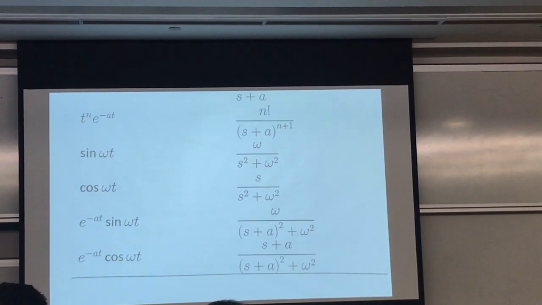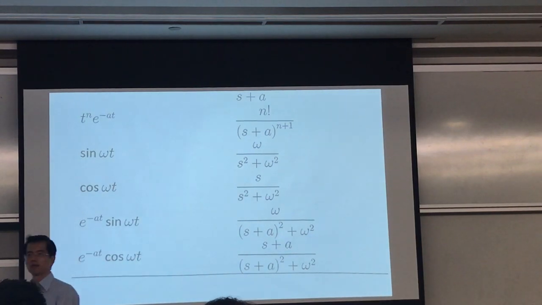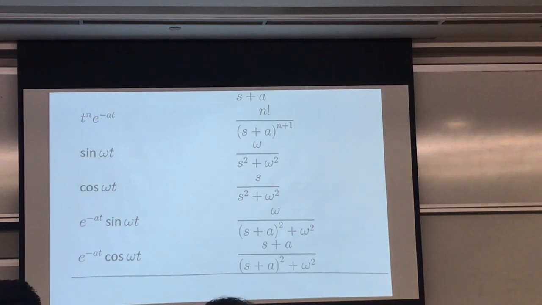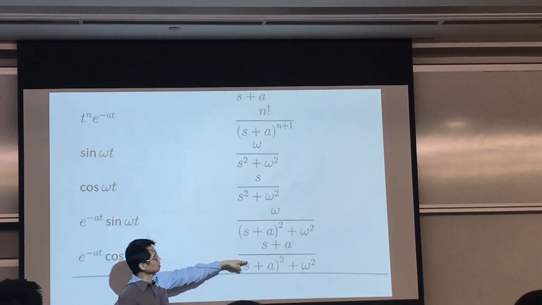So I want you to see this form over here. Does it correspond to any form that you find over here? This is kind of like A, right? S plus A over bracket S plus A squared plus omega squared. Correct? This form. So I'm going to use this form.